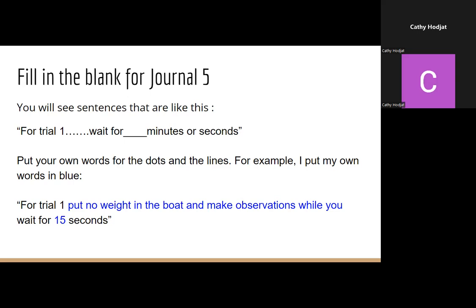So this is an example of how you are filling in the blanks there on the Journal 5 template. So this is what you will see on the template for trial 1. Just blank there, wait for blank minutes or seconds. This is how it's filled in for trial 1. This is where you put in the procedure, what you will be doing for trial 1, and then your time that you've decided for the trial. Now this one here says wait for 15 seconds, but I think one of the previous slides says minimum of 30. Okay.